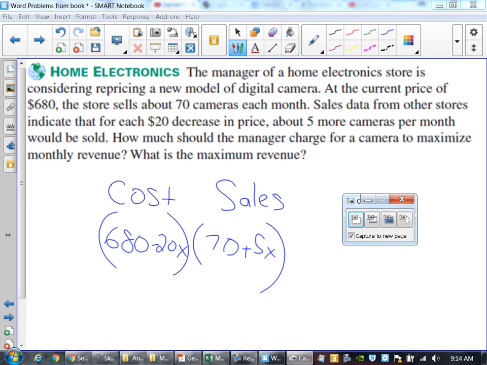So this format is what we call intercept form. When you have your two terms set equal to 0, the fastest, easiest way to solve the problem is to get your zeros on the x-axis and figure out where they cross each other. Cost sales problems are always the same. Find your zeros, midpoint, substitute in, and you're done.